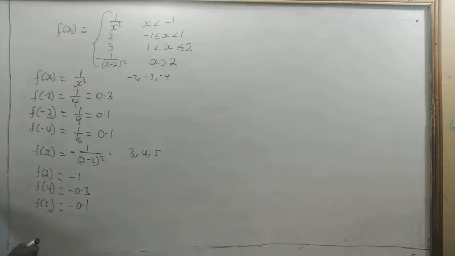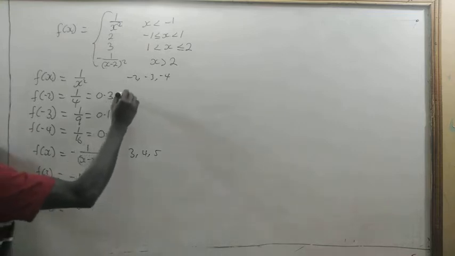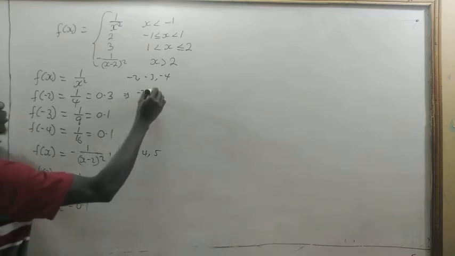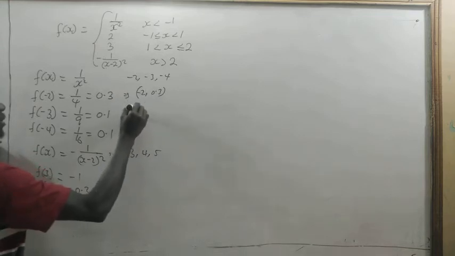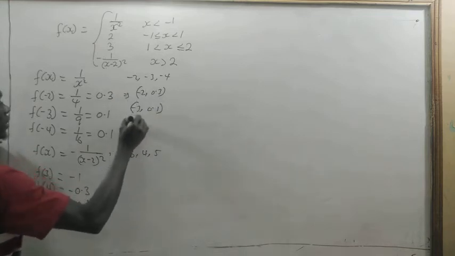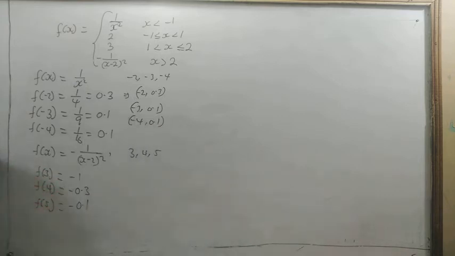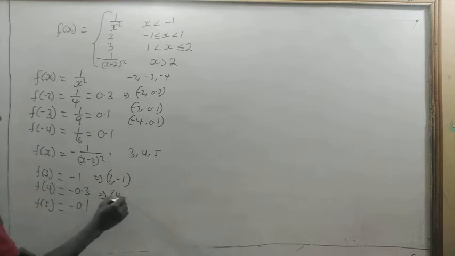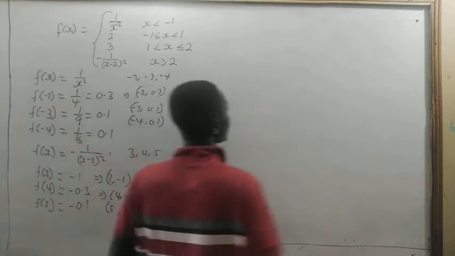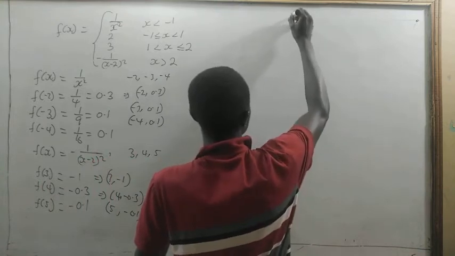So we are going to plot this set of values. For this one, we'll be plotting -2, 0.3, -3, 0.1, -4, 0.1. We've approximated this. And this one too, we are going to plot 3, -1, 4, -0.3, and 5, -0.1. So let's draw the graph.